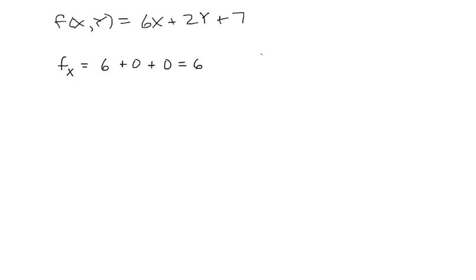And then when we do f with respect to y, we're going to treat x like a constant. So 6x is a constant, and it is 0. And then 2y with respect to y, so we get 2. And then 7 is a constant, so plus 0 again. So we end up with 2.